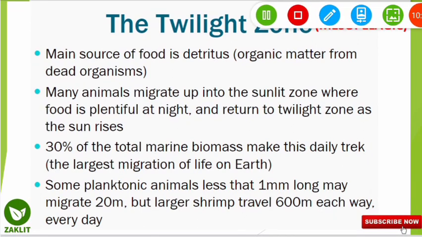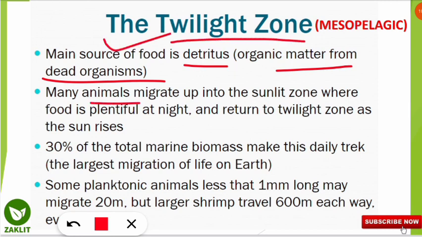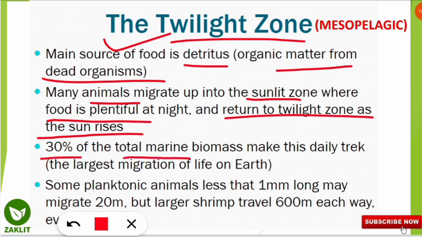So the main source of food is detritus. Organic matter from dead organisms is the main source of food for the organisms living in the twilight zone. Many animals migrate up into the sunlit zone, where food is plentiful, at night and return to the twilight zone as the sun rises, as we have discussed in that picture. 30% of the total marine biomass makes this daily trek. That is the largest migration of life on earth. If the question is asked, this is the place where 30% of the total marine biomass takes this position, that is the twilight zone, which is known for the largest migration of life on earth every day.